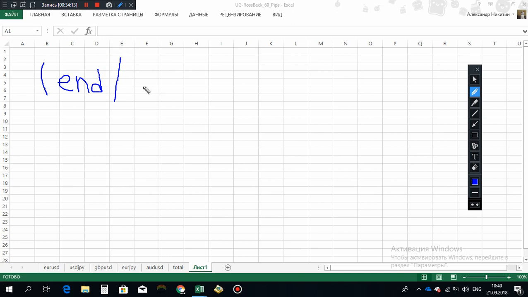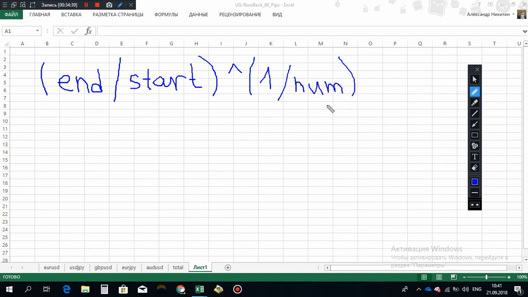divided by your initial, starting account, and it should be raised to the power of 1 divided by a number. It is a number of months here, number of months, number of trades, number of years. So of course if you wish to calculate the average monthly return, then it should be the number of months.